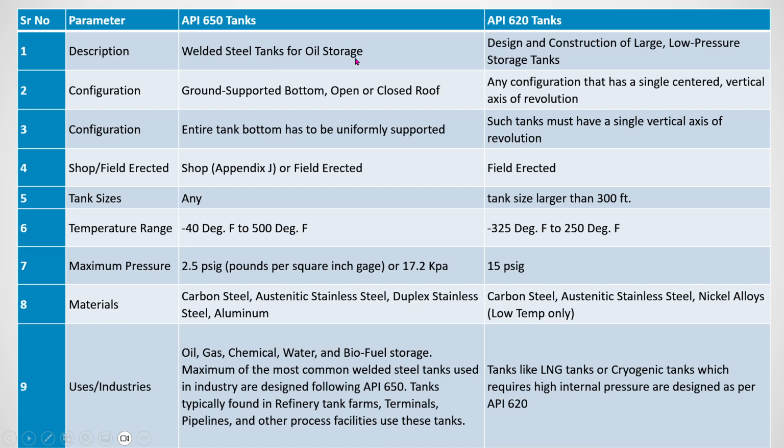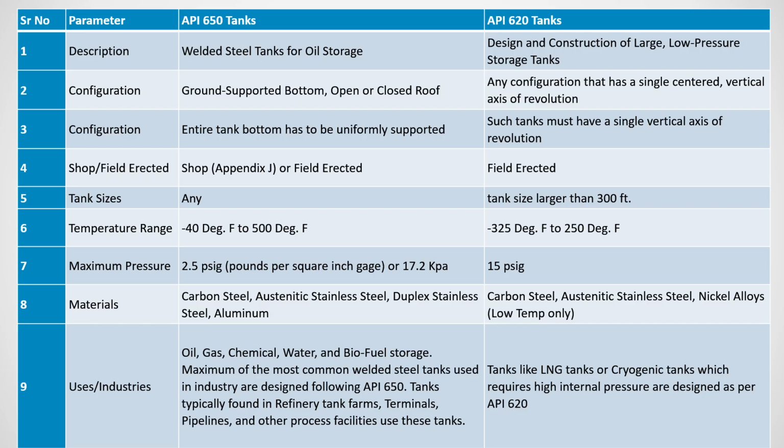The description tells what the difference is. Welded steel tank for oil storage, you have to use the 650. Design and construction of large low pressure storage tank, you have to use 620. Configuration: ground supported bottom, it will be supported at the ground, and open and close roof. Open and close roof we already discussed in earlier slides. And any configuration, but that has a single center vertical axis of revolution, means it is uniformly and vertical.